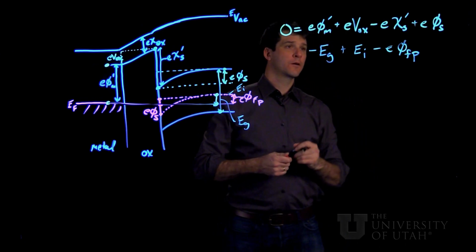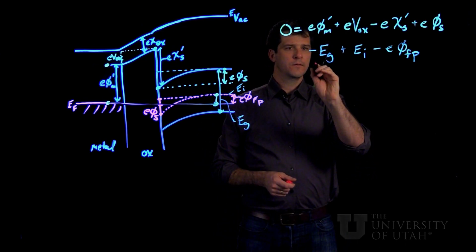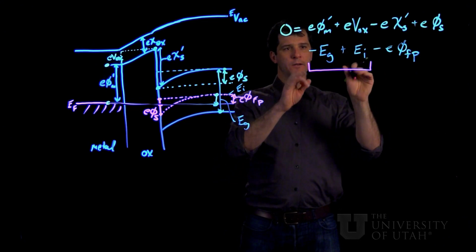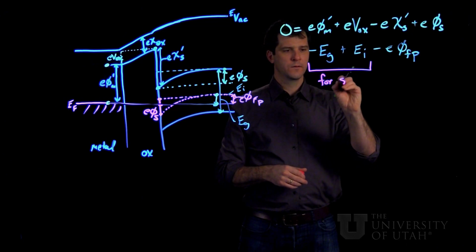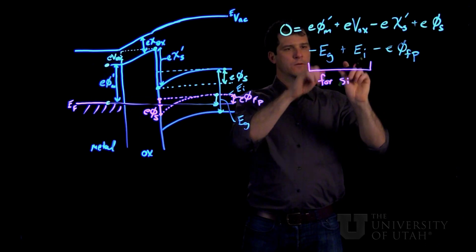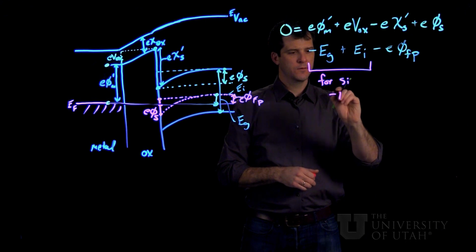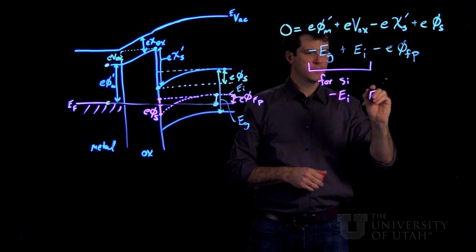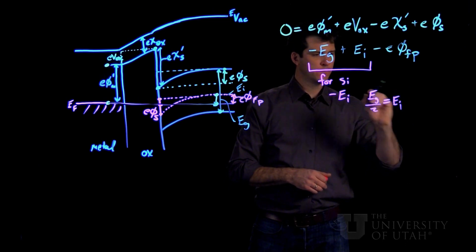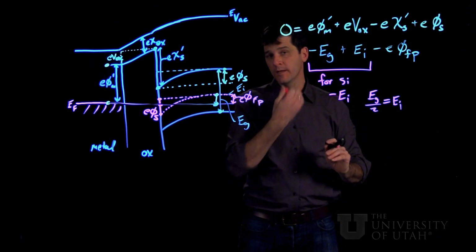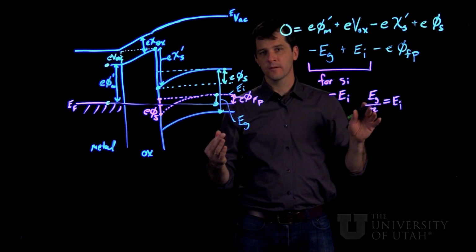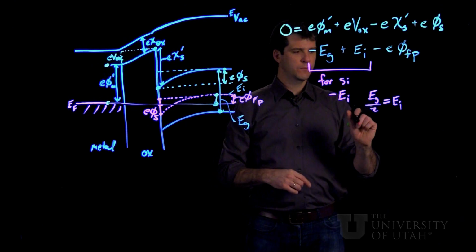Now an important note here is that this value here, I've written it out for any semiconductor, but for silicon, because EI is always really close to half of the band gap, what this quantity really comes out to is minus EI, because E gap over 2 is very close to EI for silicon. Now for gallium arsenide and other semiconductors, that's not true, but because 99% of the MOS structures in the world are made out of silicon, we're going to make this assumption.